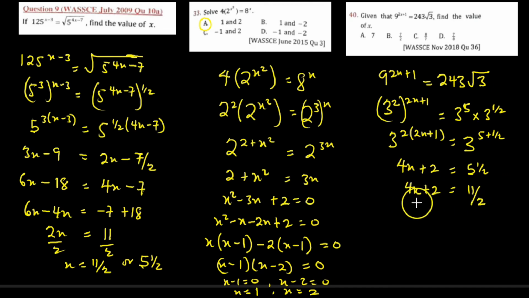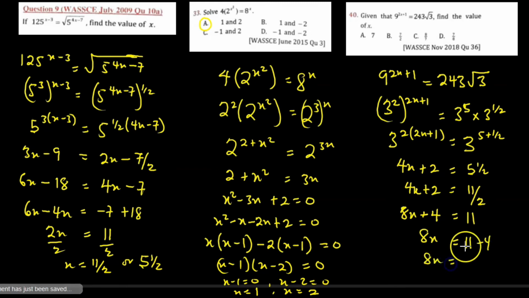Getting rid of the fraction, we multiply through by 2. We'll get 8x plus 4 equal to 11. When you multiply 2 by 4x, you get 8x. When you multiply the same 2 by 2, you end up with 4, and then 11 on 2 times 2, you get 11. Then now we group terms, so we have 8x equal to 11 minus 4.